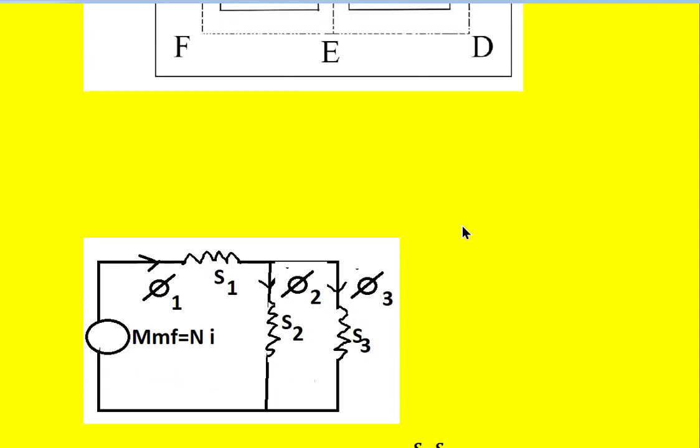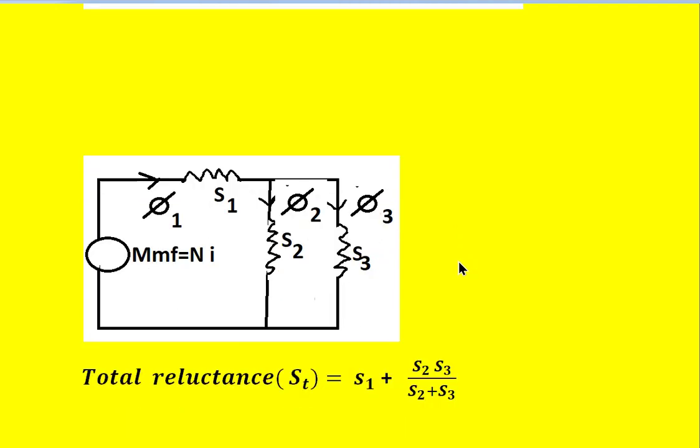And it can be represented in the electrical circuit form, that is MMF Ni is in series with the main core reluctance, that is S1, whereas the other second leg, third leg reluctances are S2 and S3, and they are parallel connected reluctances. So the total flux produced by Ni is divided into phi2 and phi3. So the total flux is given by phi1 is equal to phi2 plus phi3.